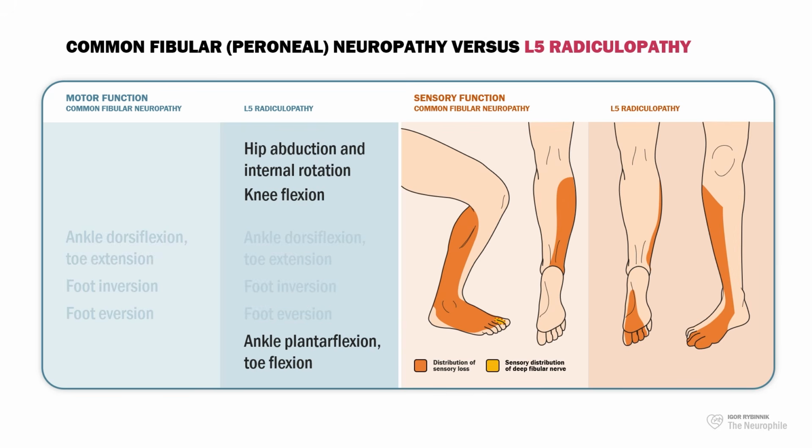Now let's talk sensation. The common fibular nerve handles the lateral shin and dorsum of the foot, mostly through its superficial branch. And some of that territory is also covered by L5. But L5 also supplies the medial sole of the foot, including the great toe, which is tibial nerve territory. The sole is not touched by the fibular nerve at all.